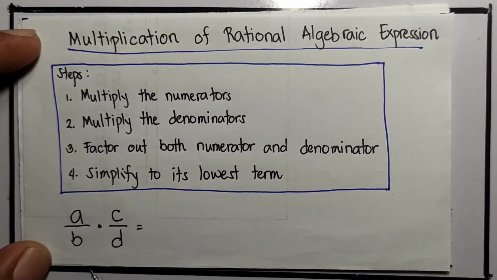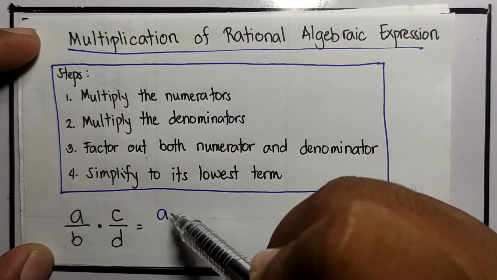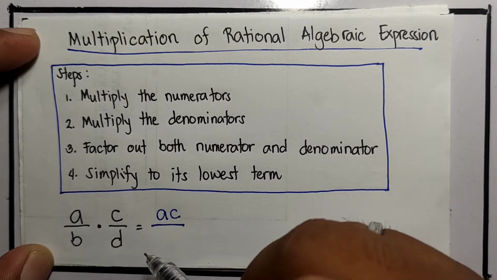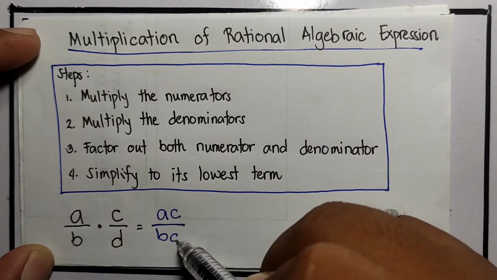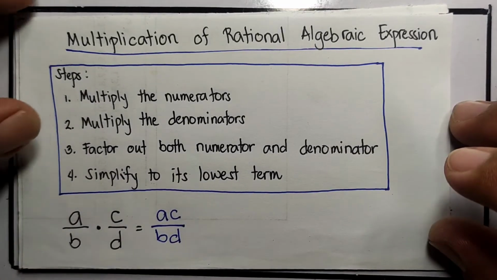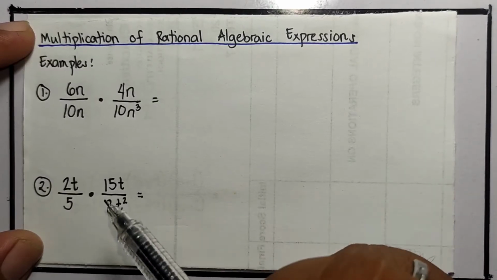Okay, example we have here a over b times c over d. Simply, numerator is a and c, denominator b and d. We'll multiply both numerator a times c over the denominator b times d. Okay, these are the steps. Let's have here our first example.